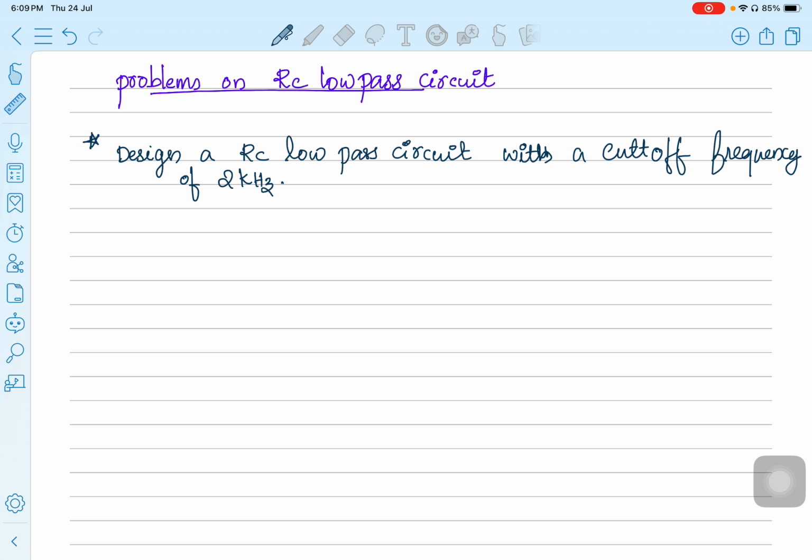We will discuss one problem regarding RC low pass circuit, and the question is: design a low pass RC circuit with a cutoff frequency of 2 kilohertz.